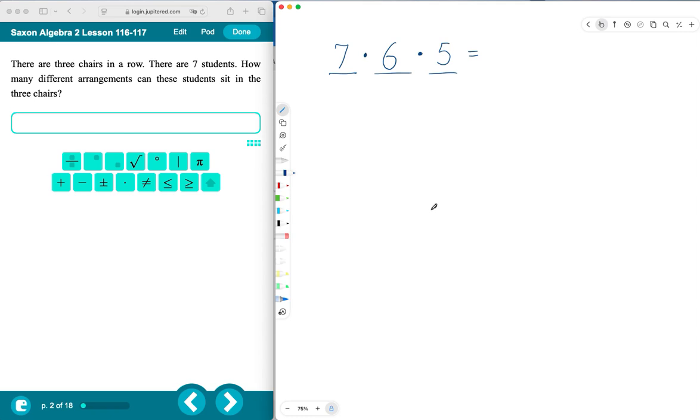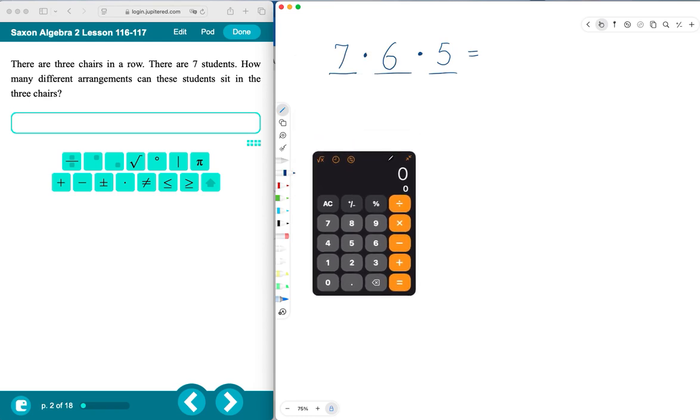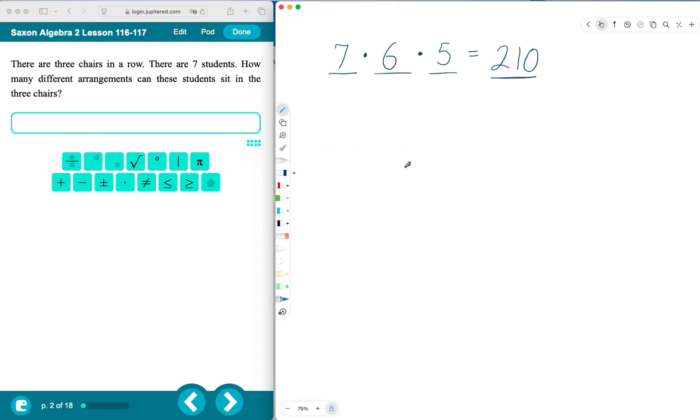It is that easy. It's not hard. It's just you got to think about the scenario. Well, how many different arrangements, the situation, and the number that you have available? 7 times 6 times 5 is 210. There are 210 possible arrangements that can be made with 7 students and 3 chairs. Right? Next question.